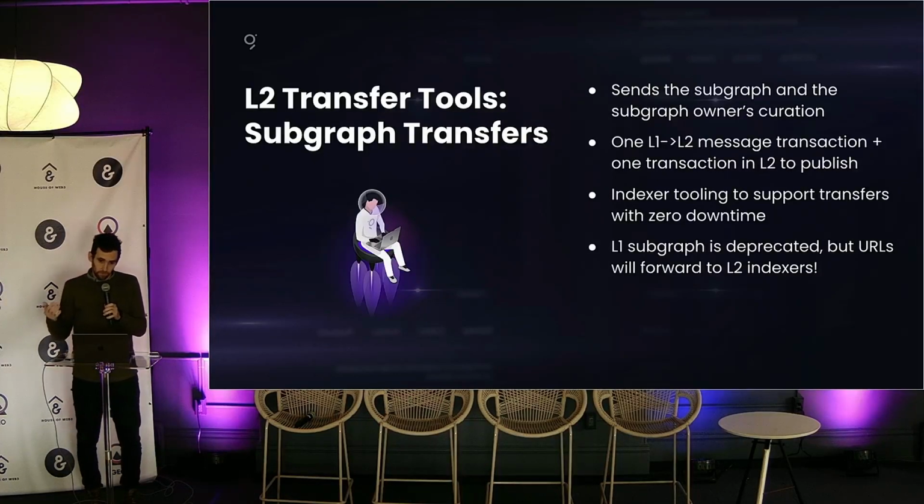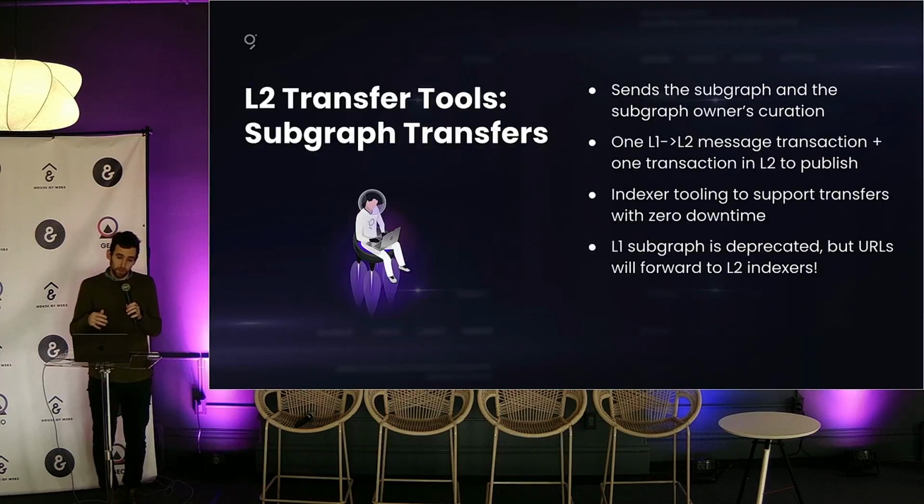And another improvement is on the gateway. You're going to query the L1 gateway trying to get that subgraph, but there's now something in that gateway that will forward the queries to the L2 gateway and the L2 indexers if there are no indexers left on L1. So all of this is a lot of moving pieces so that when subgraph developers and subgraph owners want to move their subgraphs to L2, they can do it in the most seamless way.